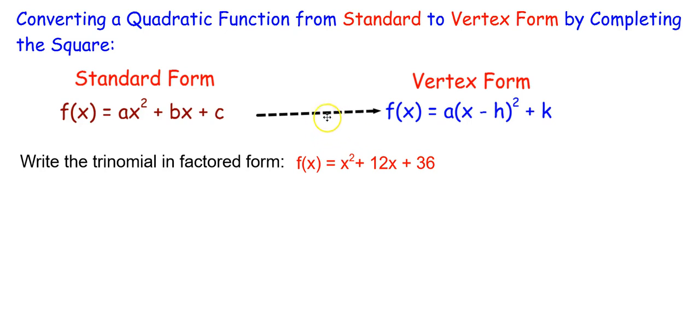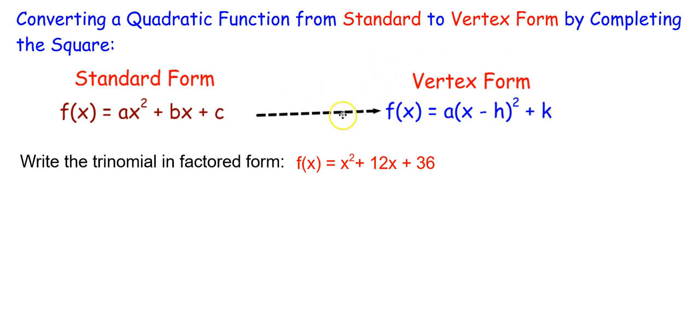This is part 1 of the video, converting a quadratic function from standard to vertex form by completing the square. So given a quadratic function in standard form, that is f of x is equal to ax squared plus bx plus c, we have to convert, or change it, into the vertex form. That is f of x is equal to a times (x minus h) whole square plus k.